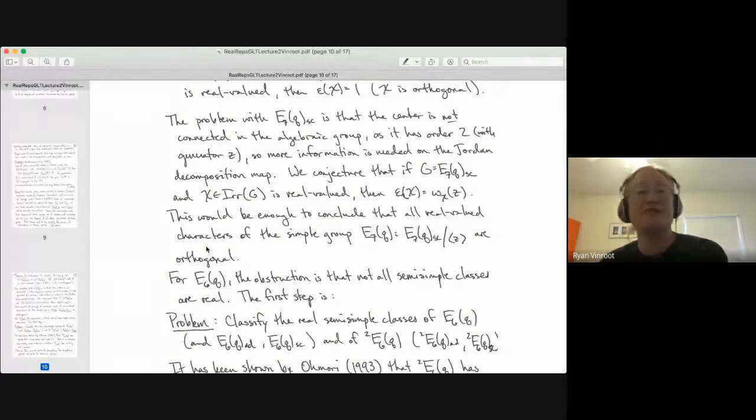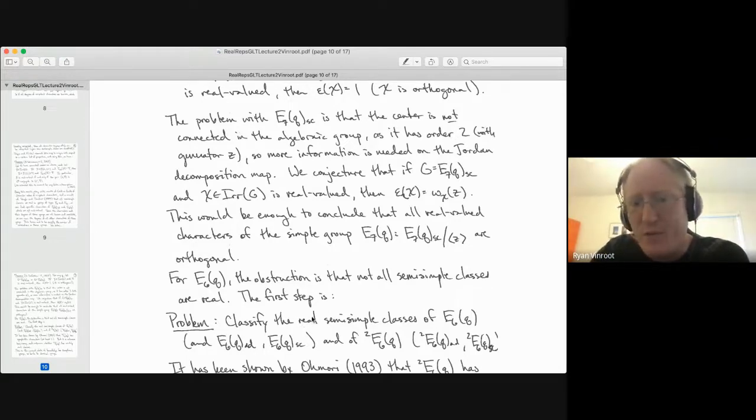For E6, the Weyl group does not contain -1. This means that not all semisimple classes are real, and there is no classification of real semisimple classes of E6. Part of this has to do with how the semisimple classes are classified. I tried to understand how one might read off when the semisimple classes are real, but I don't understand how. I've asked a few people how one might classify the real semisimple classes of E6, either standard or twisted, and it just hasn't been done. So this is a problem.